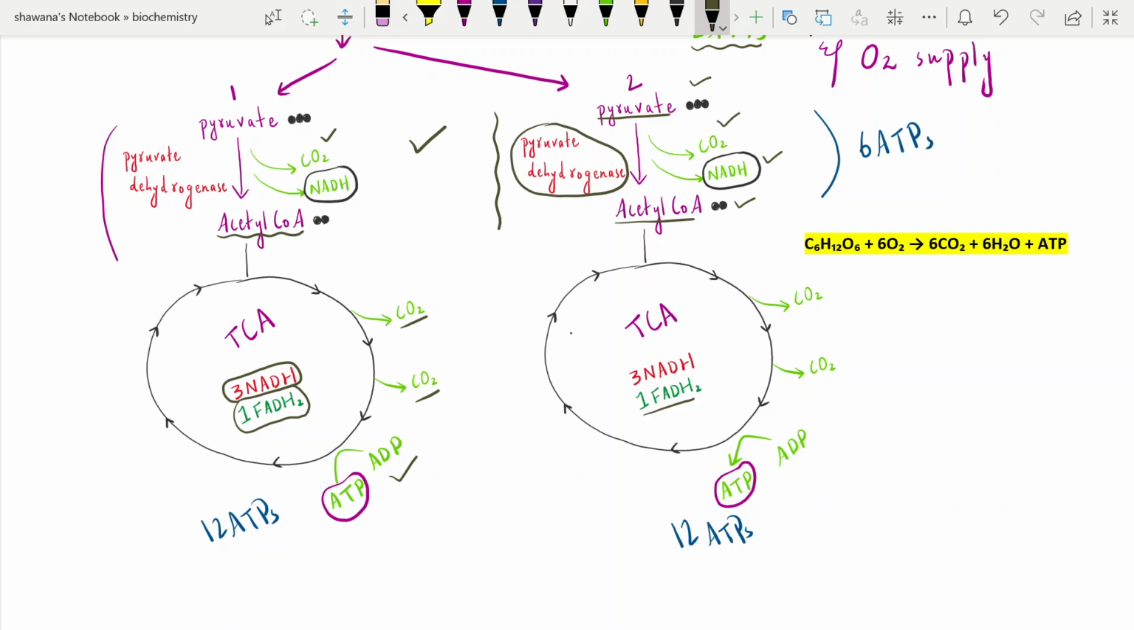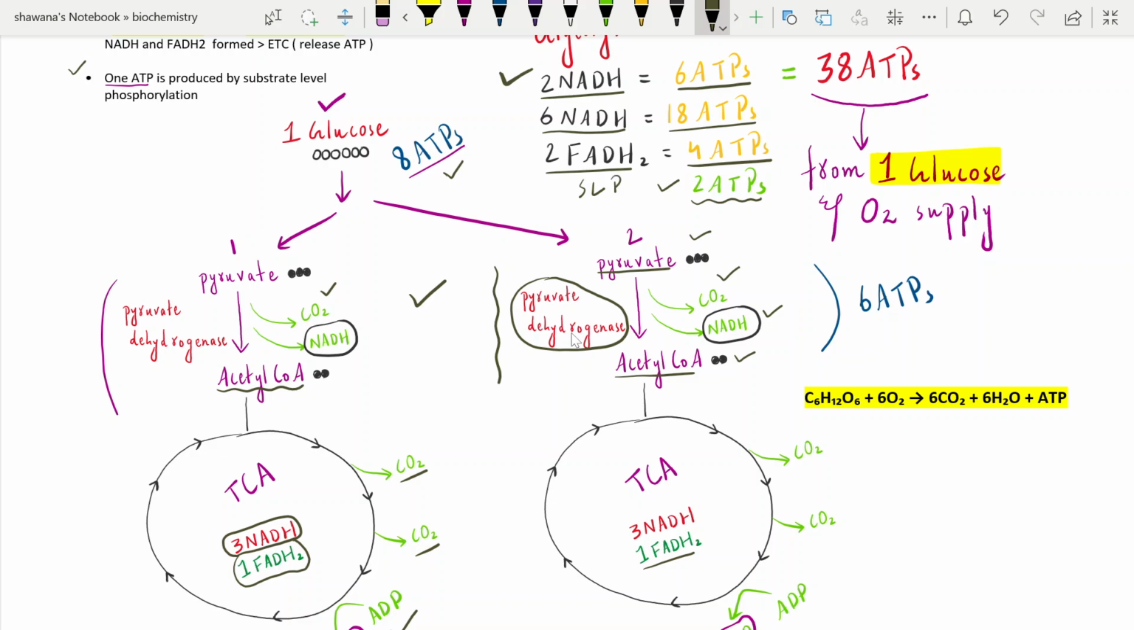But 1 ATP is also produced in the Krebs cycle without the involvement of oxygen, and this is known as substrate level phosphorylation. It's not called oxidative phosphorylation. Okay, so one is produced here, one is produced here. So how many ATPs are produced by substrate level phosphorylation? It's 2 ATPs. So I have written 2 here. 2 ATPs are produced by substrate level phosphorylation, SLP.